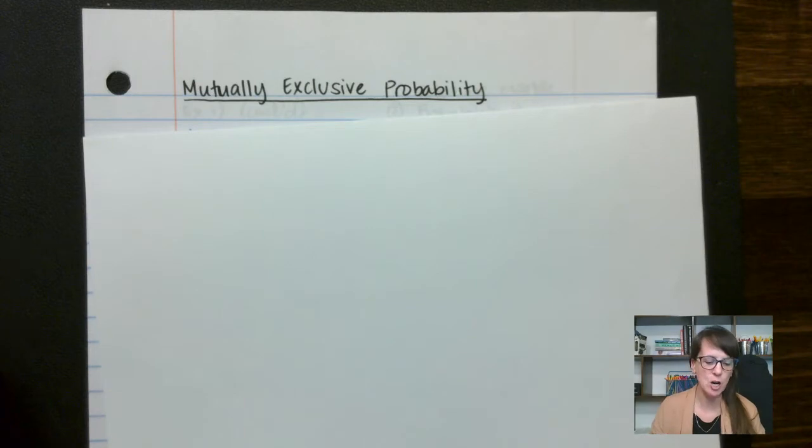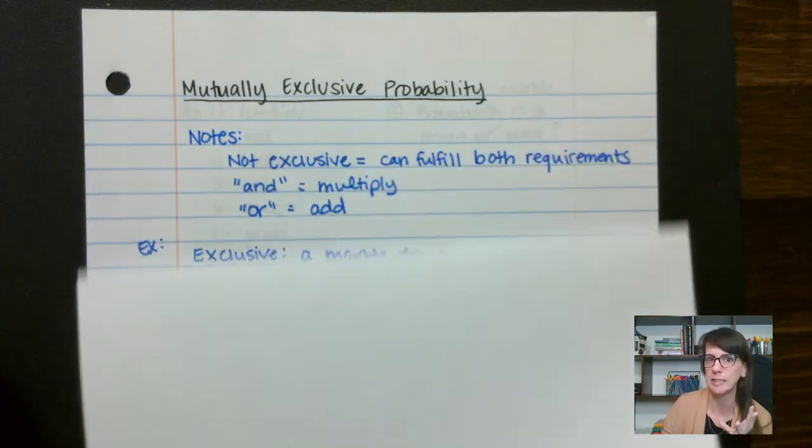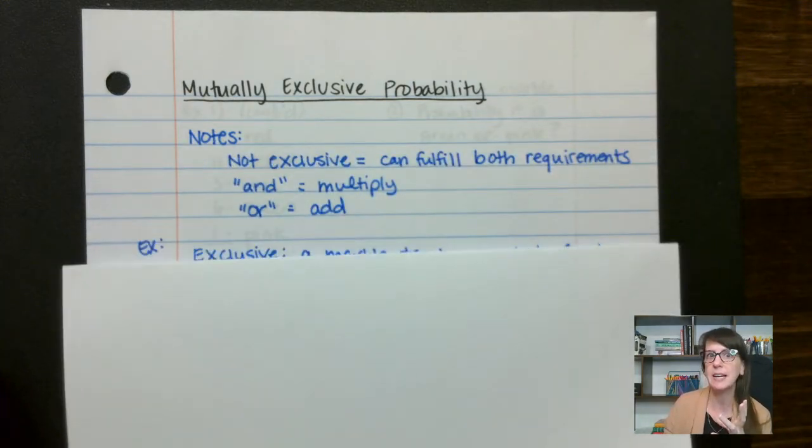I struggled with probability for the longest time. I really didn't know how to be reading these. There's so many terms like mutually exclusive, independent, dependent, conditional, that kind of thing. So here are some notes that I think will be helpful, and I'm going to try and break them all down for you. The first is exclusive.